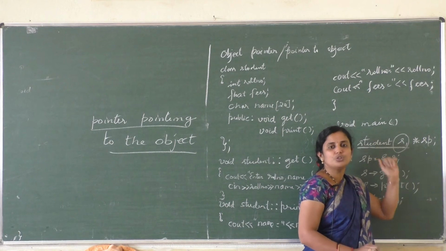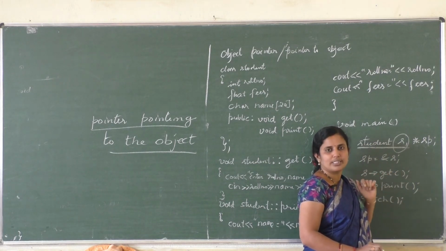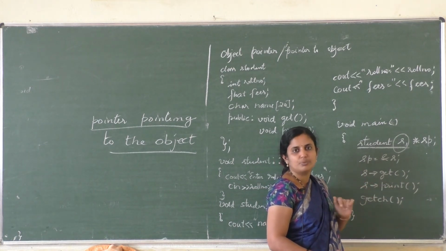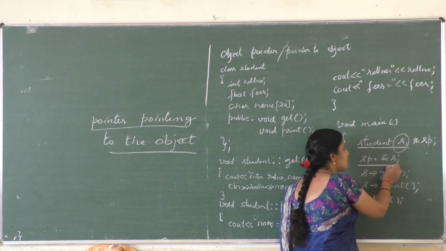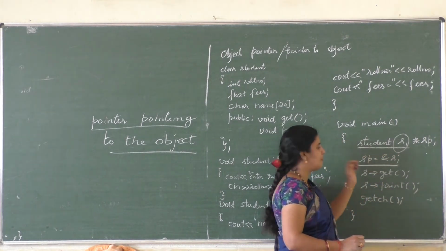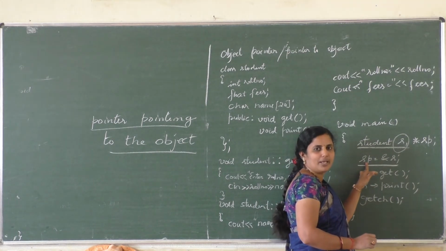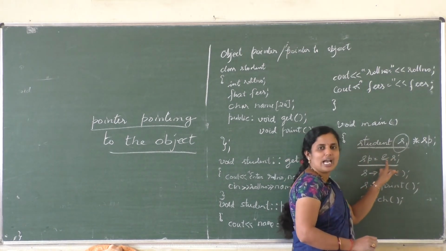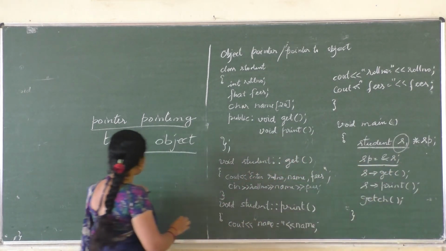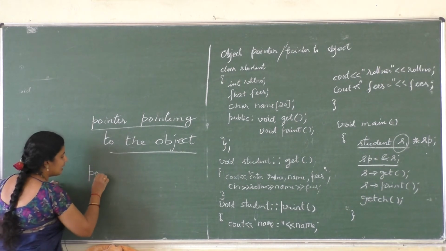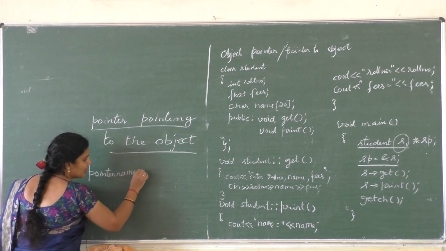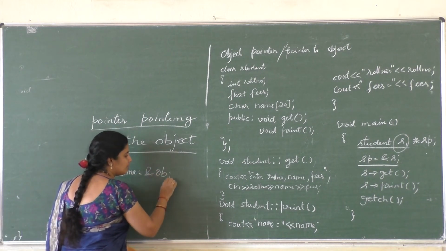Okay. How to store the address of the object in a pointer? That is a simple way, how we have stored a variable address in a pointer. Similarly, here sp is a pointer variable equal to ampersand s, address of an object. The syntax is the same: pointer name equal to ampersand object name.